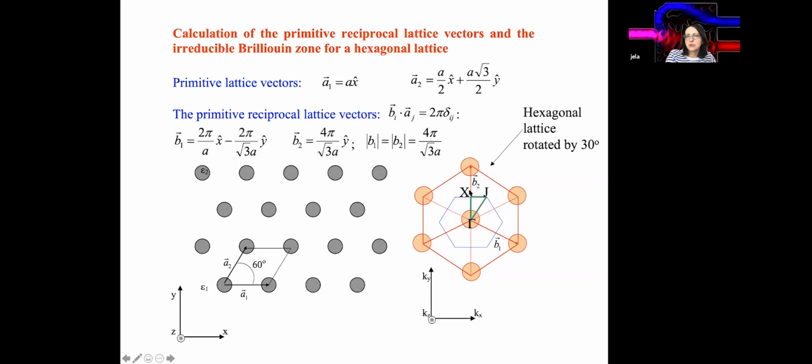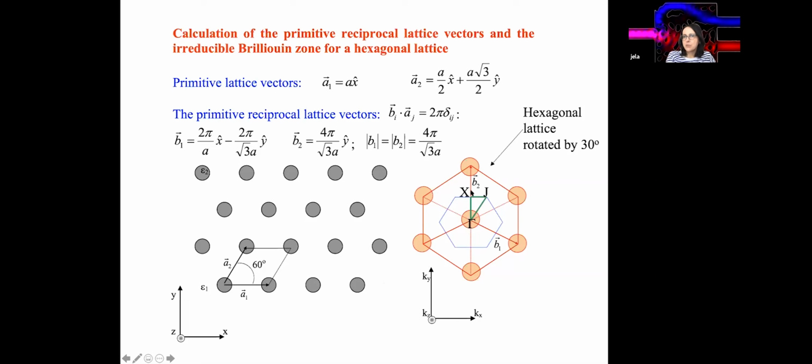And if you have two vectors that have the same length and a 120 degree angle between them, then they also describe a triangular lattice in reciprocal space. But the triangular lattice is rotated relative to real space by 30 degrees. So what do I mean by that? Well, if you look at the nearest neighbors in real space, right, they would be aligned in the direction along the x-axis and also the 60 degree direction.